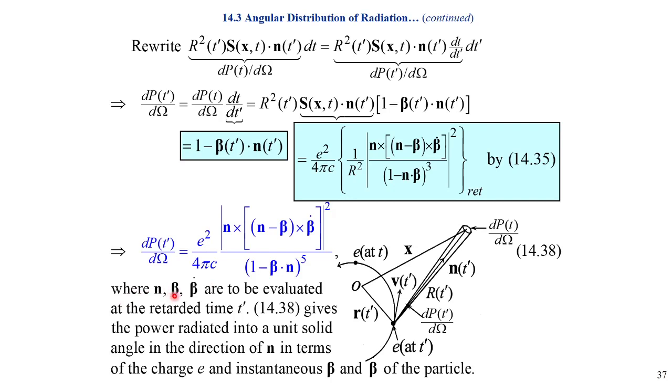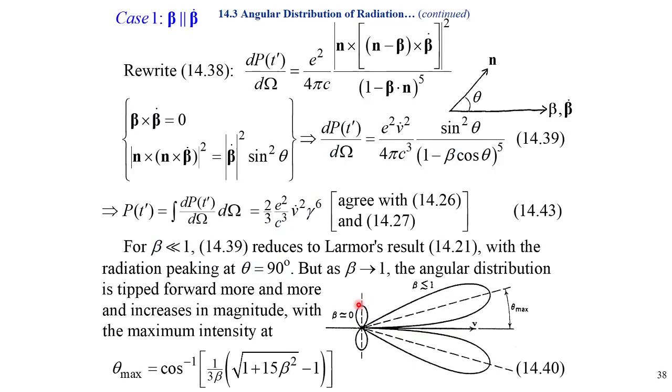Where n beta dot are to be evaluated at the retarded time t prime gives the power radiated into the unit solid angle in direction of n in terms of the charge E and instantaneous beta and beta dot of the particle. Okay, so next one, I will give you two examples. Case 1, beta is parallel to beta dot. Okay, that is the acceleration is the same as the velocity.